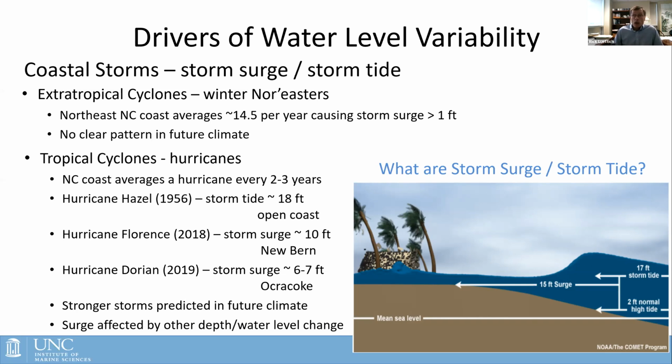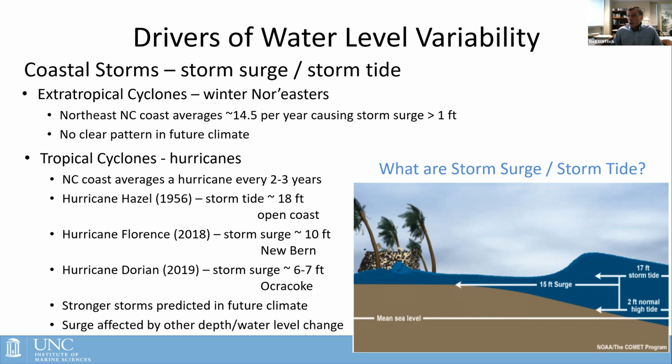Tropical cyclones are the big ones that we deal with here in coastal North Carolina usually, and of those, hurricanes are the stronger ones. The weaker ones are tropical depressions and tropical storms, and then the stronger ones are hurricanes of the various categories. Coastal North Carolina typically experiences a hurricane about every 2 to 3 years.